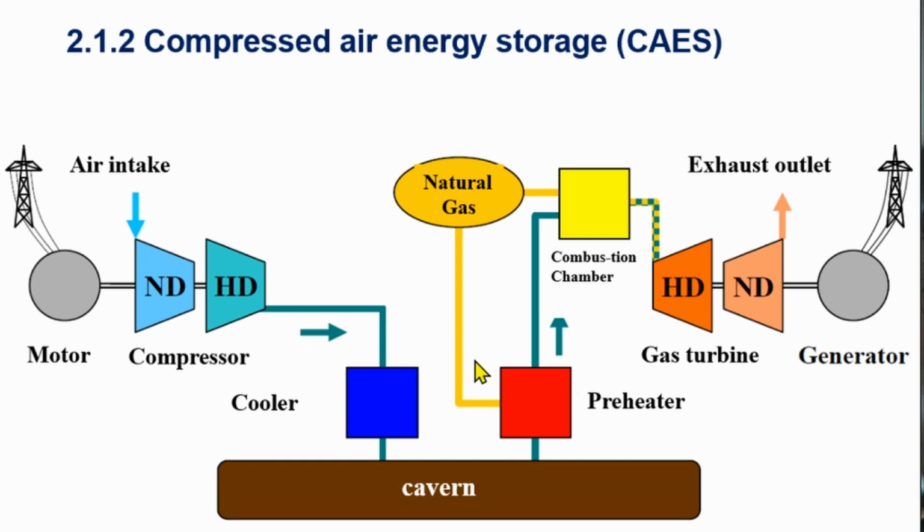What is often used here is a hybrid use with natural gas. So you're not only releasing the compressed air, you're also burning natural gas or methane, or it could even be hydrogen. That's not tested yet, but there is a possibility. So it could be even clean hydrogen and then go through a gas turbine with two stages, high density and low density, to increase the efficiency. And then you have the exhaust outlet and the generator, which supplies that electricity to the grid.